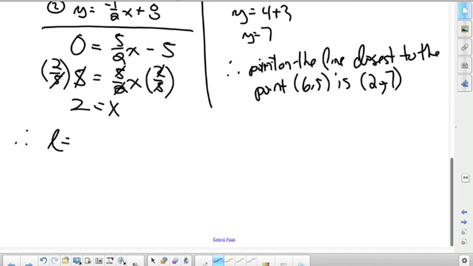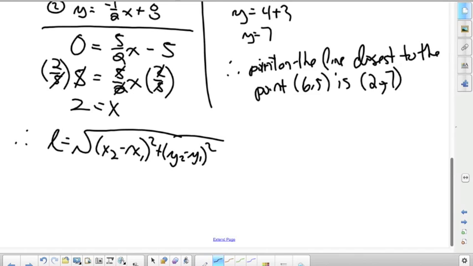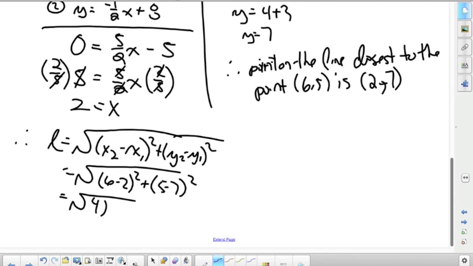Therefore, L is equal to the square root of (x2 minus x1) squared plus (y2 minus y1) squared. So there I got (6 minus 2) squared plus (5 minus 7) squared. So I'm left with 4 squared plus negative 2 squared. Left with 16 plus 4. Well, look at that.